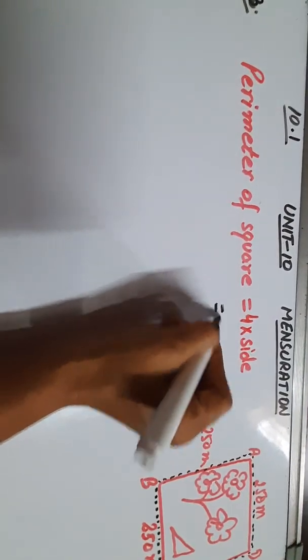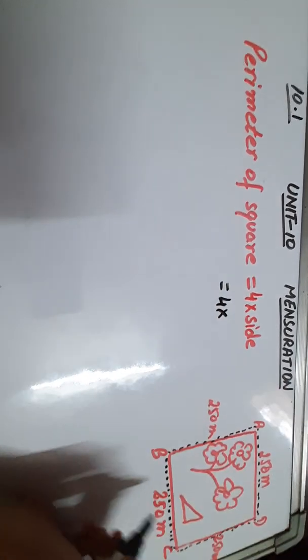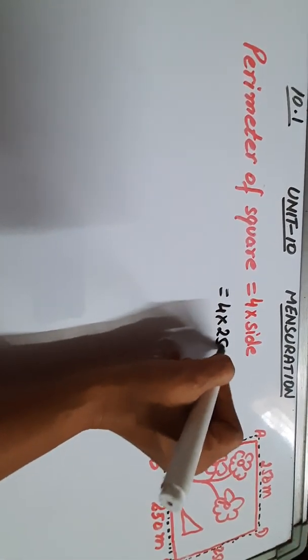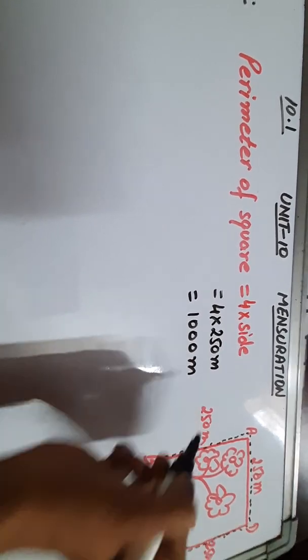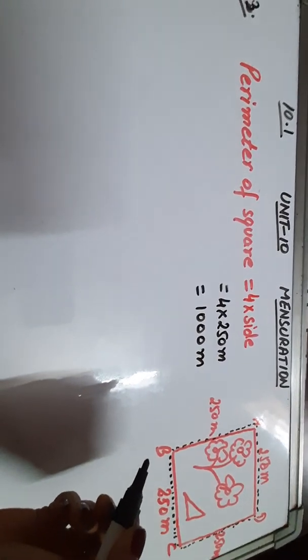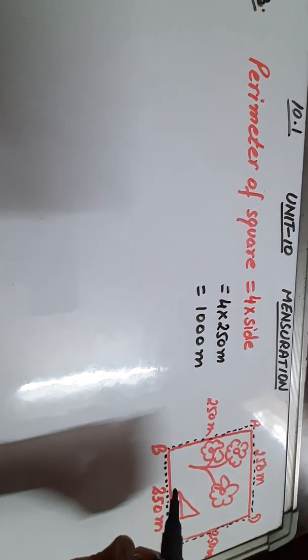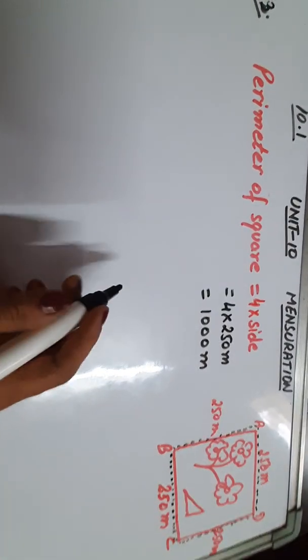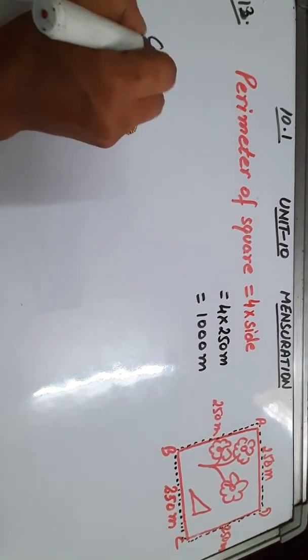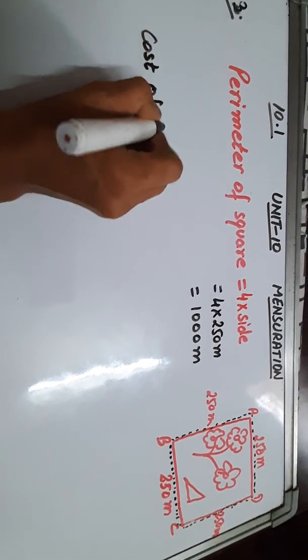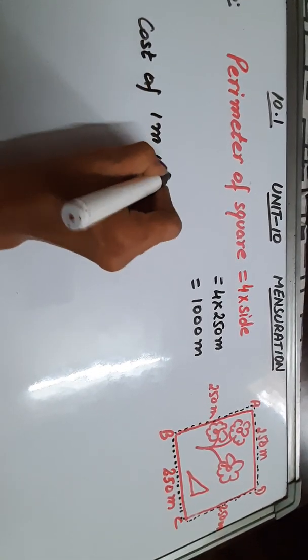So we will put the value 4 into side, which is 250 meter. It is given to us in the question. So from here you will get the total perimeter of the wire as 1000 meter. Means we need 1000 meter wire to fence this square park. Now cost of 1 meter wire.